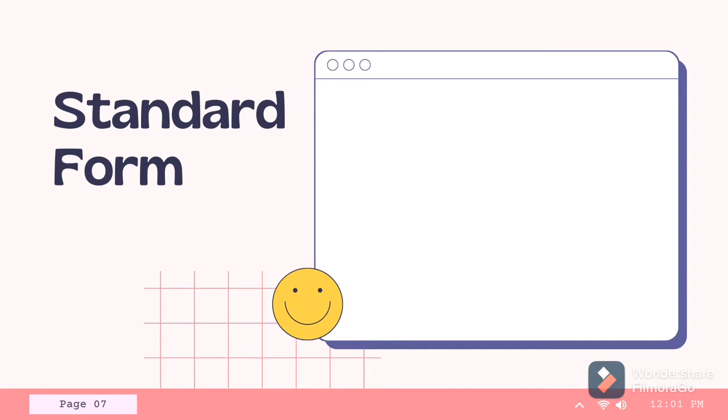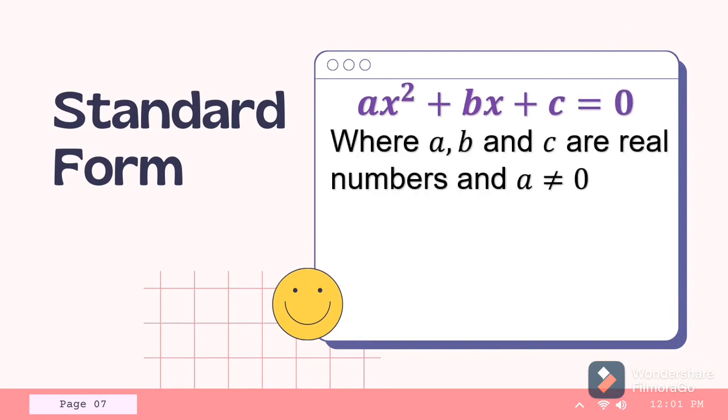Standard form. For standard form, we have ax squared plus bx plus c is equal to 0, where a, b, and c are real numbers and a is not equal to 0. Bakit? Kasi kung ang a ninyo ay equal to 0, then when you multiply it to x squared, then it will become 0 also. That means, magiging linear na ang sagot ninyo dito. So, hindi na siya quadratic equation. Kaya dapat ang a ay laging hindi equal kay 0.